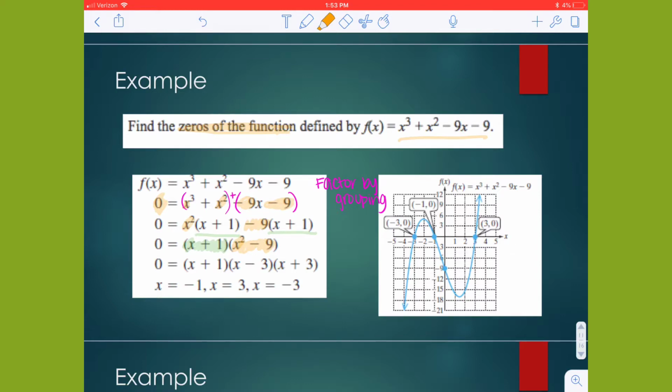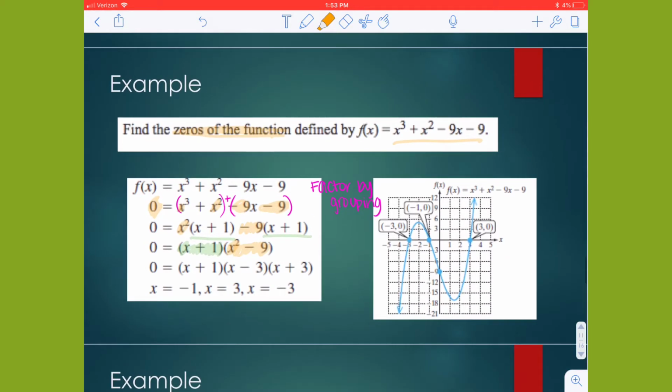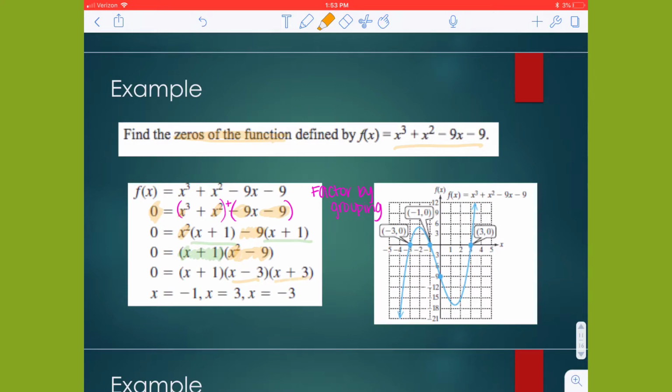So x plus 1 set equal to 0 is -1. X squared minus 9 breaks down into x minus 3 and x plus 3, and solving those gets me a +3 and a -3. I can then graph those values, which are all x-intercept values, onto my graph. I can find my y-intercept value and then connect the dots, and that would give me an idea of what my polynomial function looks like.